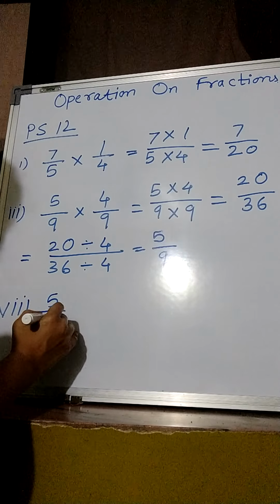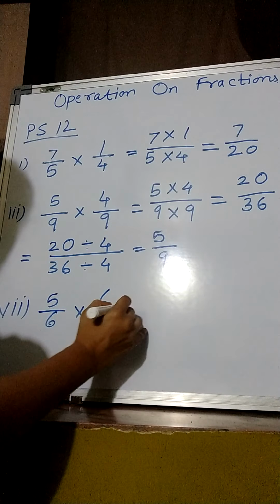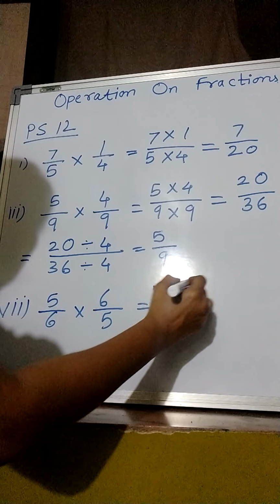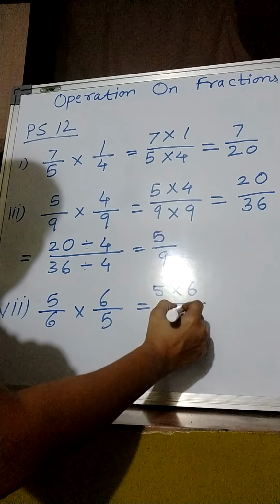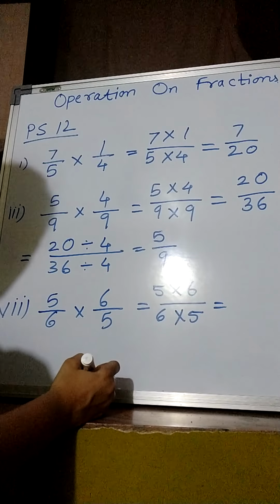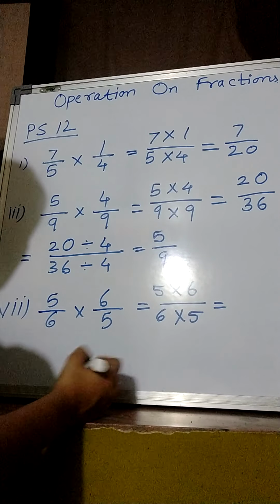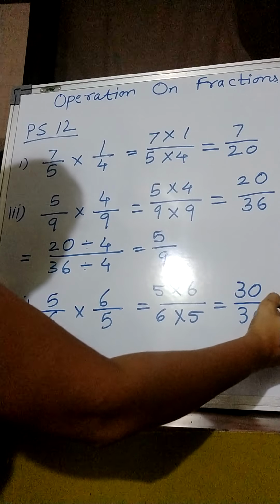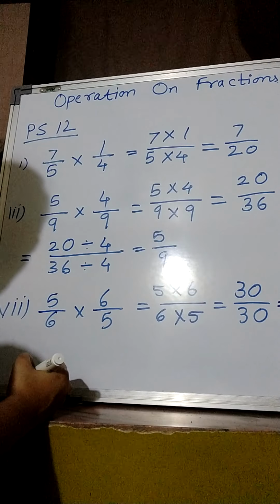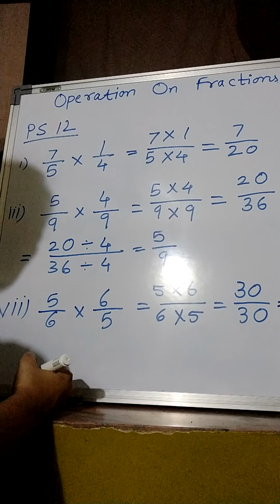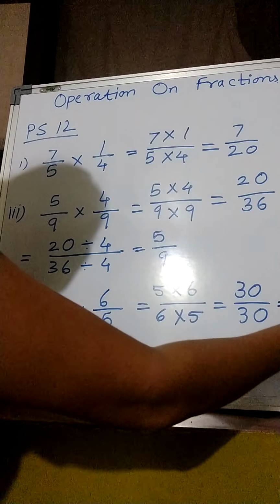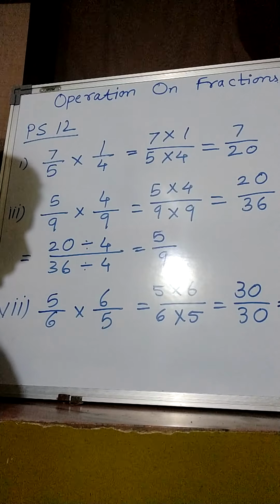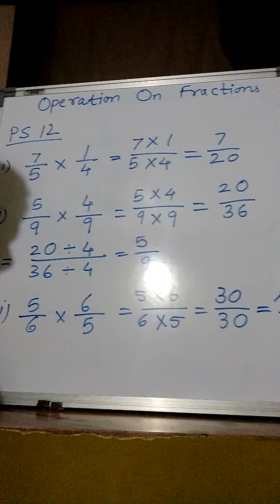Now I am taking question number 7. 5 upon 6 multiplied by 6 upon 5. 5 multiplied by 6, 6 multiplied by 5. 6 fives are 30, 5 sixes are 30. When numerator and denominator are the same, you write it as 1, because 30 divided by 30 is 1. So your answer is 1. Understand?